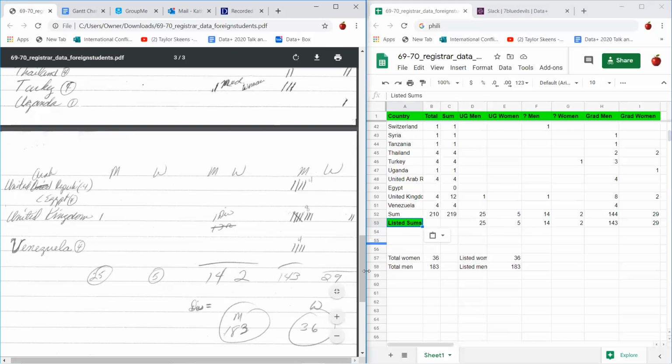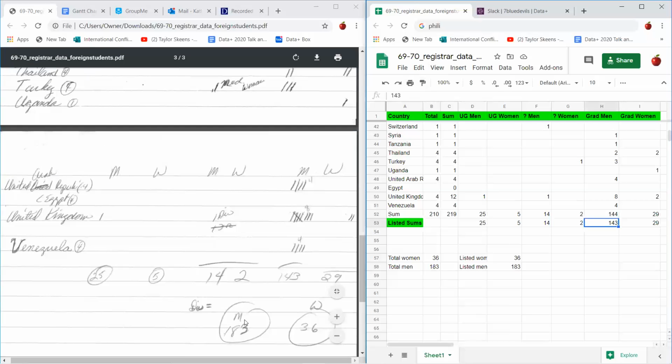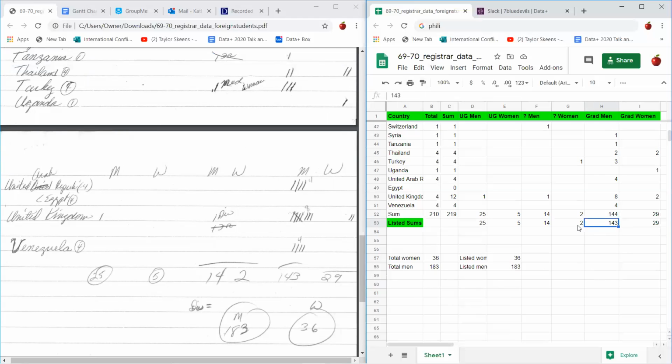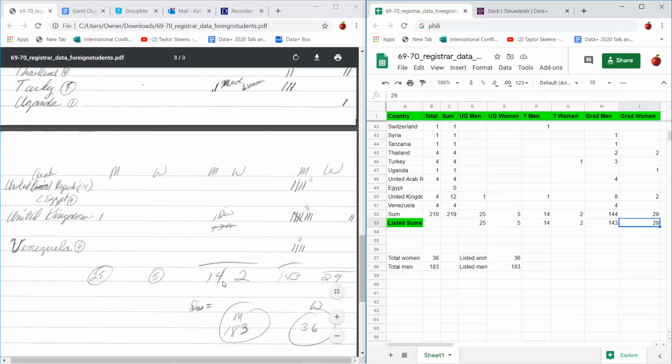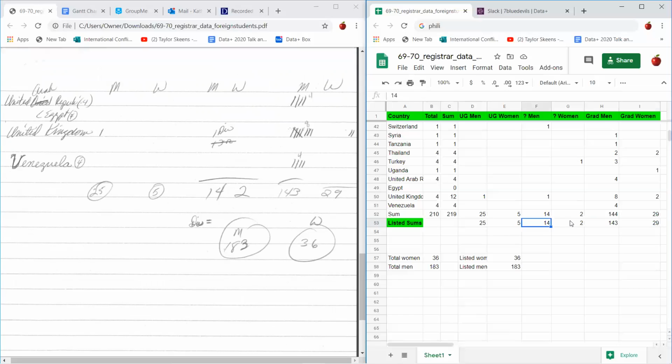Oh, sorry, where is that? Anyway, there's 143 graduate men, 29 graduate women, and then I don't really know what this 142 is. I don't recall putting that anywhere. Oh, I'm sorry. That's a 14 and a 2. That's what that is. So there's 14 men and 2 women.